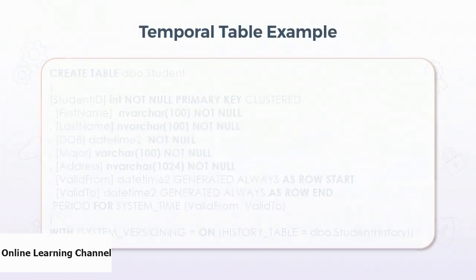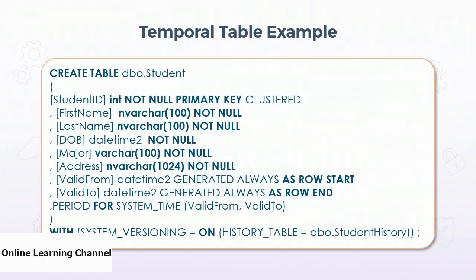Here's the SQL statement for creating a temporal table. Note that like most tables, it has a primary key, student ID, and regular fields such as first name, last name, date of birth, etc. Then there are the valid from and valid to fields, and these are temporal fields. Note the format. They're of the type datetime2, and they're defined as generated always as row start and generated always as row end, respectively.